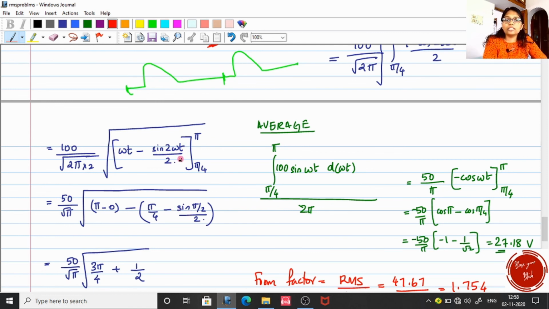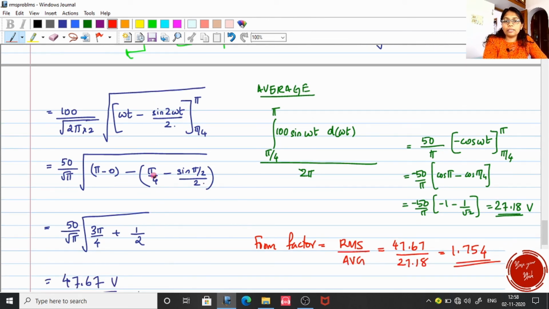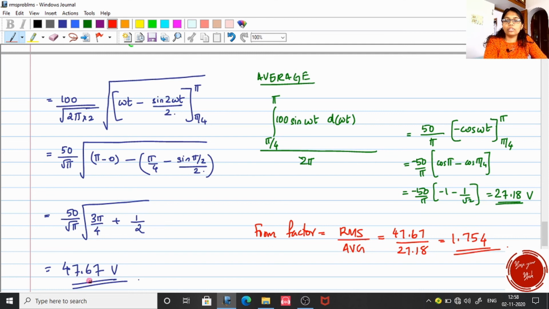2 pi by 4 means pi by 2, divided by 2. Again, pi minus pi by 4 is 3 pi by 4. Minus of minus is plus, sine 90 is 1, divided by 2. Solving, you will get 47.67. The average value is just taking your function between pi by 4 to pi, divided by 2 pi. Average means taking the integration divided by the time period, isn't it? So solving it out, you will get 27.18.